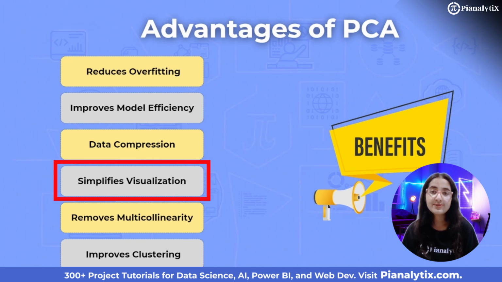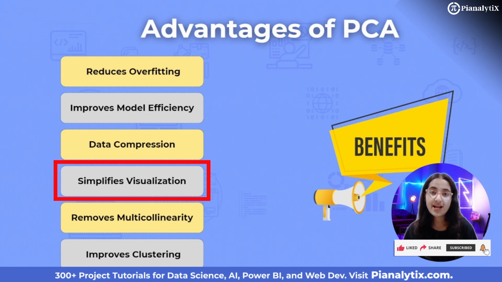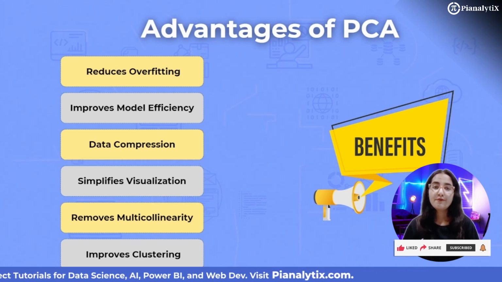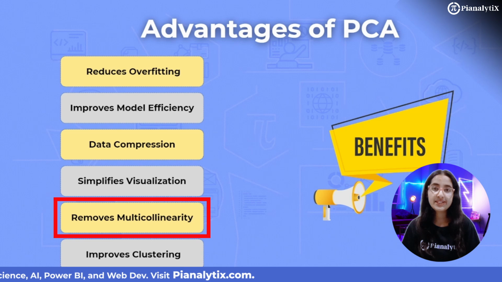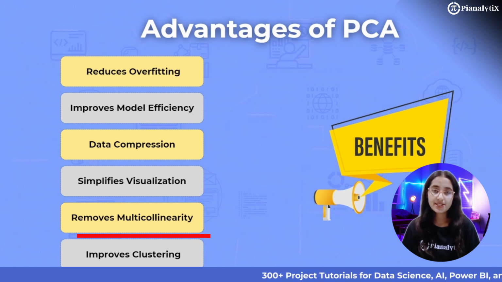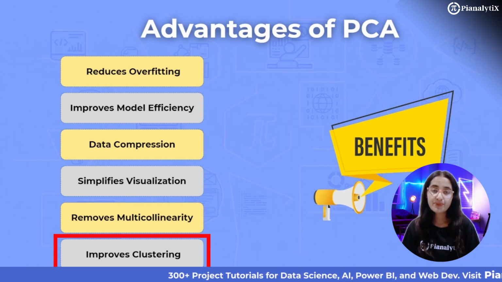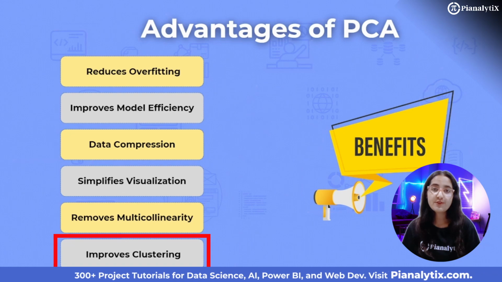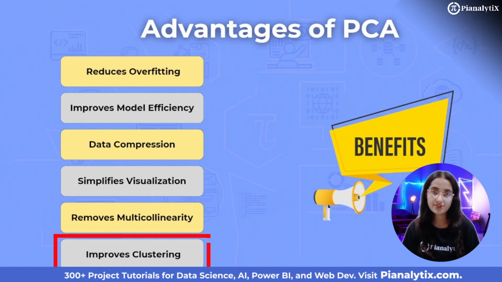Fourth, simplifies visualization. PCA reduces high dimensional data to 2 or 3 dimensions, making it easier to visualize and analyze. Fifth, removes multicollinearity. PCA combines correlated features, reducing multicollinearity and improving model performance. Sixth, improves clustering. PCA enhances the performance of clustering algorithms like k-means by simplifying data before clustering.